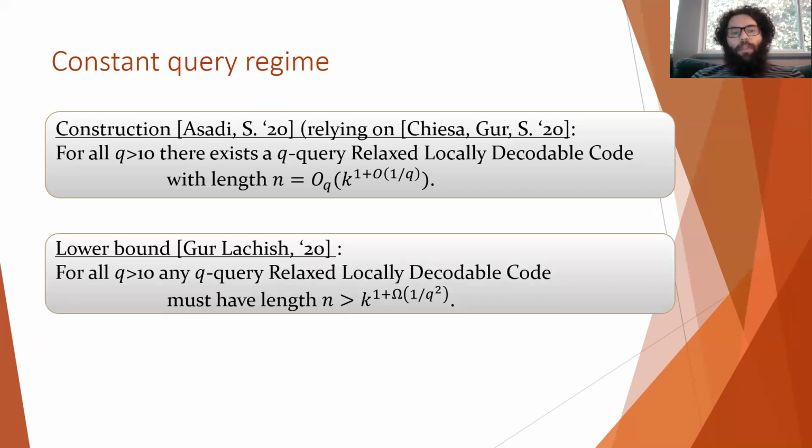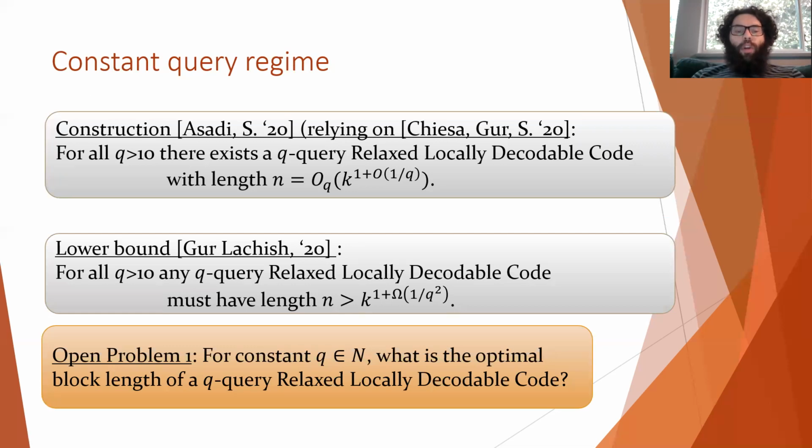On the other hand, recent work of Tom Gur and Oded Lachish showed that any such Q-query RLDC must have length at least K to the power 1 plus 1 over Q squared. So the most obvious open problem is: what's the optimal block length of a Q-query RLDC? If you ask me what my guess is, well, it's my video, so I may as well express opinions here. To improve the construction, we would really need new ideas, I think.